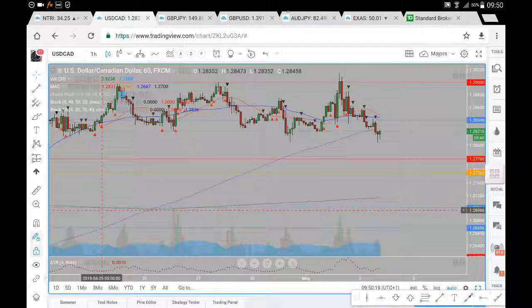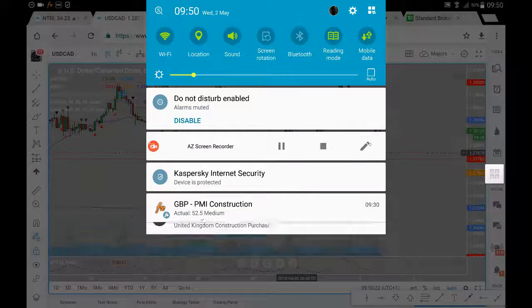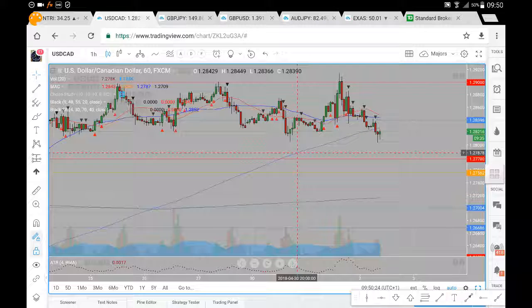So this US dollar CAD analysis for Wednesday, the 2nd of May. Now, let's just have a look at prices and where prices may likely go.